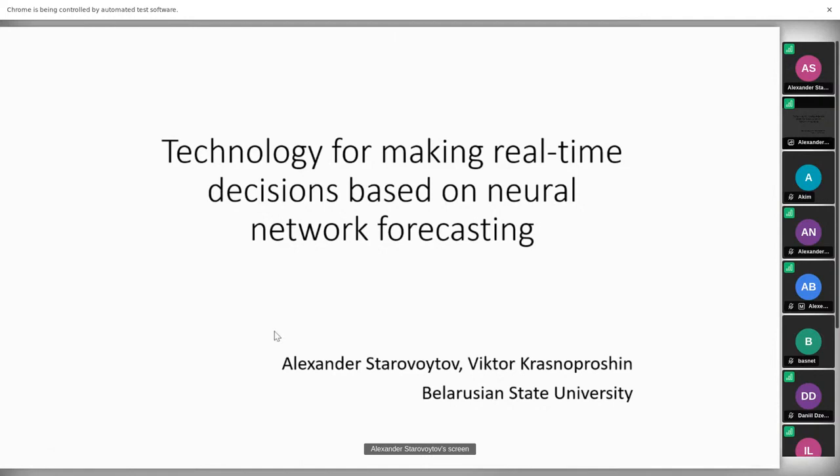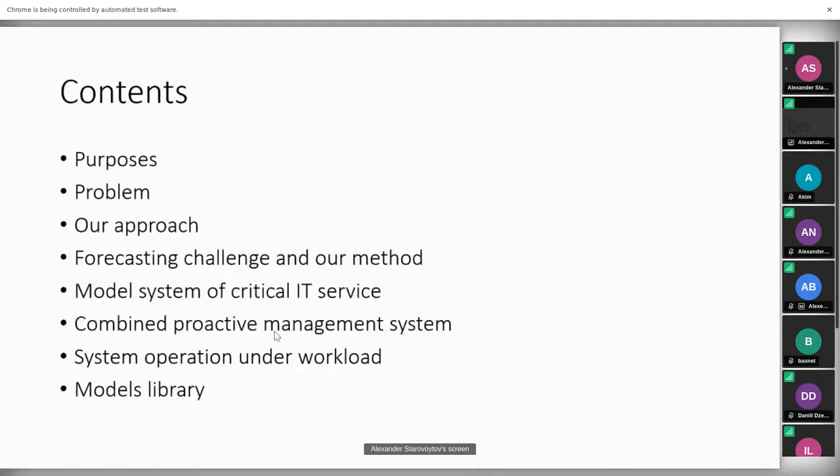Hello, dear colleagues, conference participants. I'm Alexander Starovoytov. I'm a postgraduate student of Belarusian State University. The topic of my presentation is technology for making real-time decisions based on neural network forecasting. So today I will talk about the purpose of this research, the problem, the approach we proposed, the methods we used, the critical IT service and its model, the combined proactive management system for this service, the data we use, the neural network models we built, and the results that we obtained.